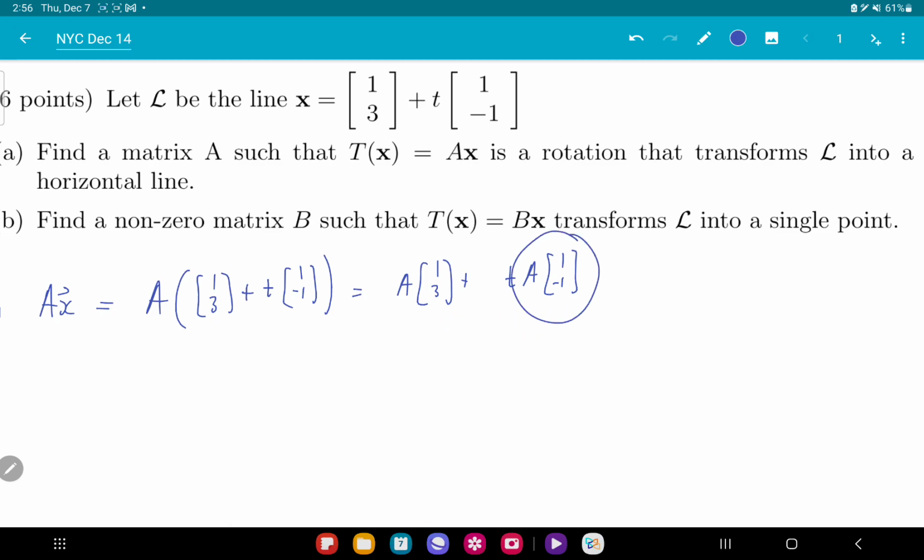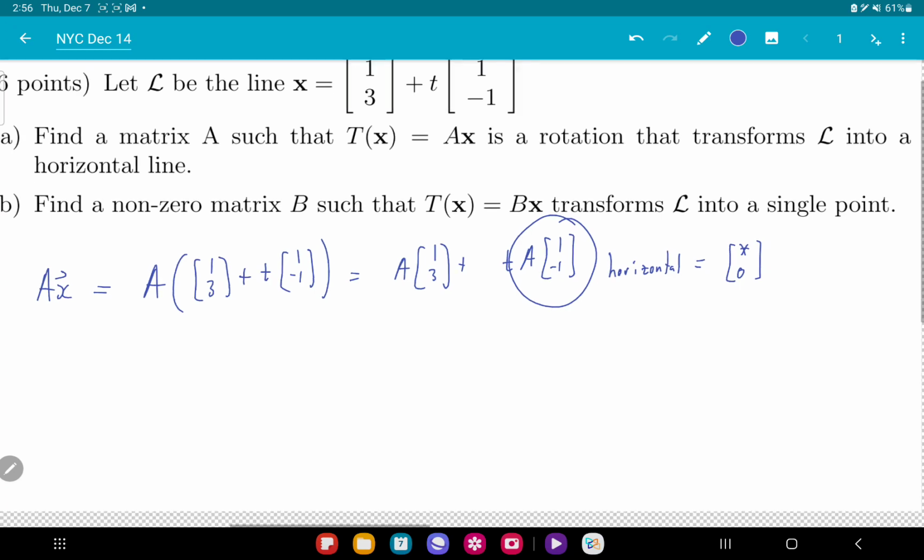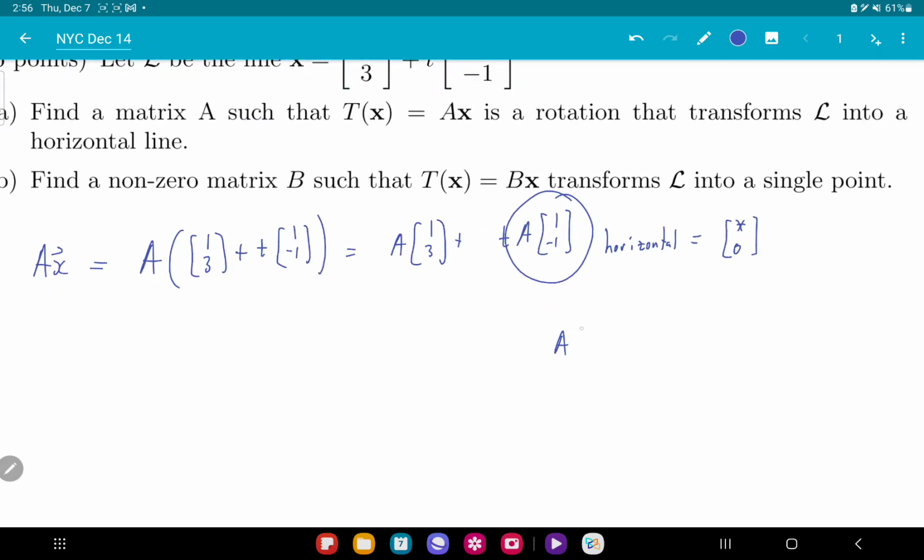Now I want the direction vector. I want the new direction vector here. I want this to be horizontal. So equal to a horizontal vector, so something, but I want a 0 for the y component. So I write down that equation, A times 1, negative 1 equals star, 0.